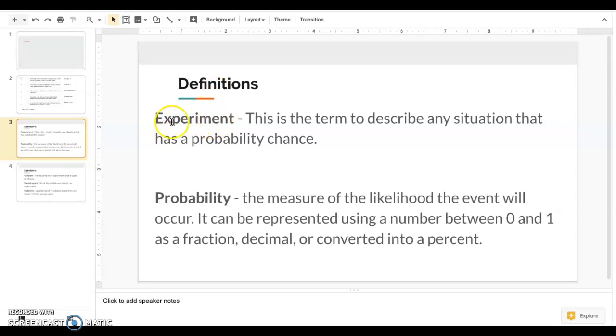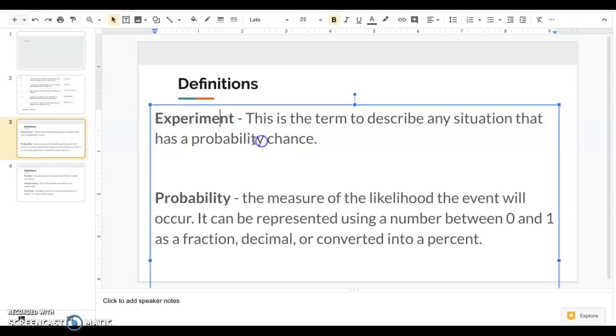If we use the word experiment, what I mean by that is that this is the term to describe any situation that has a probability chance. And so anything that deals with probability, sometimes we use the word experiment. Well, what is probability? Good question. That's the next definition. The measure of the likelihood the event will occur. It can be represented using a number between 0 and 1 as a fraction, decimal, or converted into a percent.